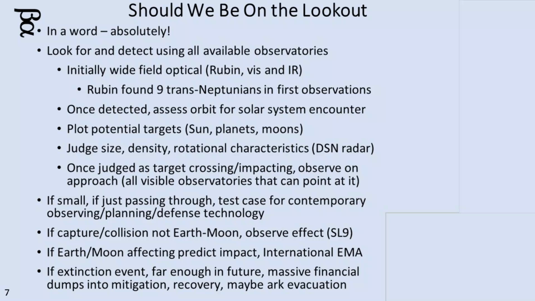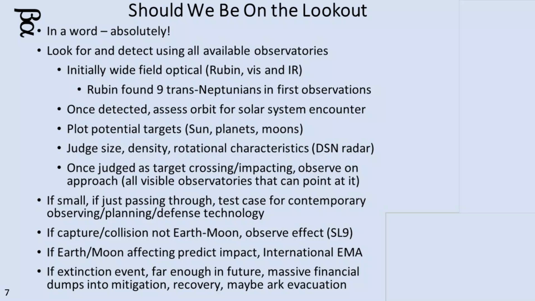So you want to plot the potential targets. Is it going to be the sun, planets, or the moons? Judge the size, its density. Is it a rubble pile? Is it rock? Is it metal? Is it rocky metal? And then the orbital and rotational characteristics of it. Is this thing flipping around, or is it stable?